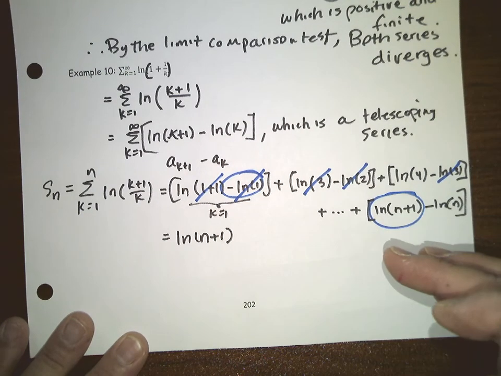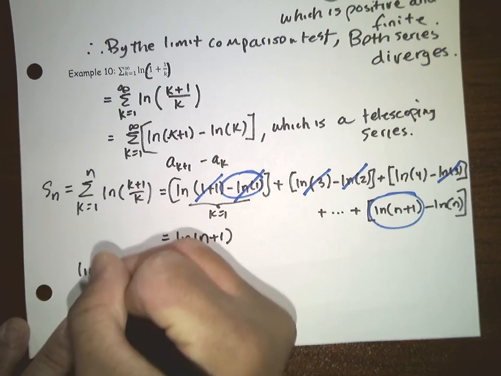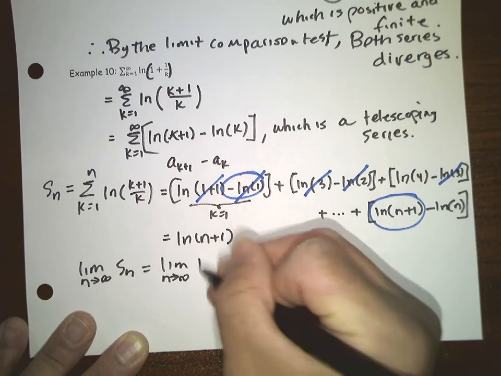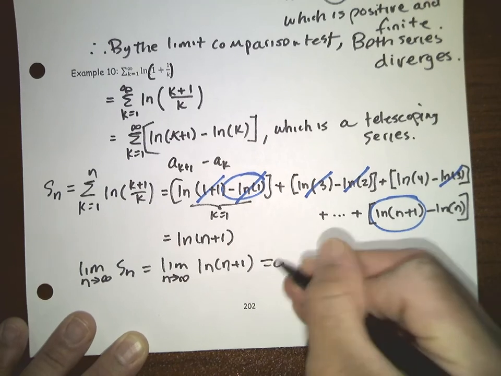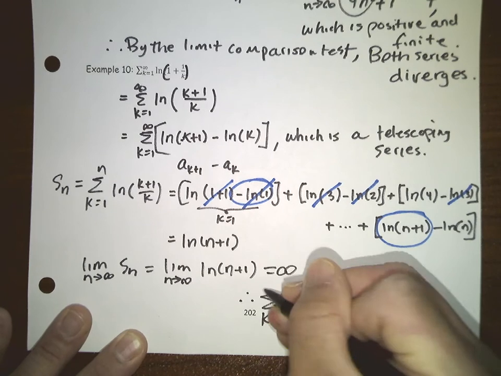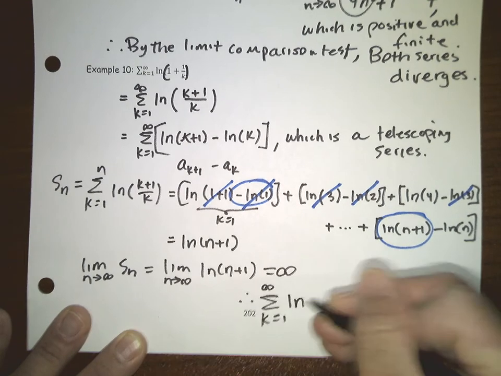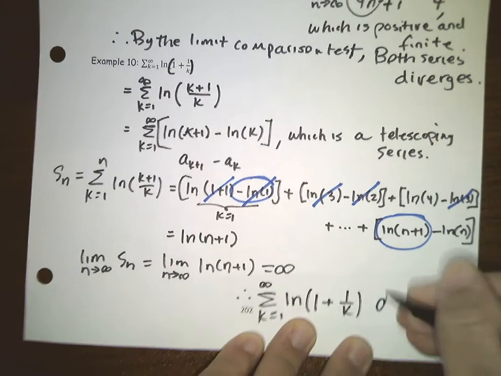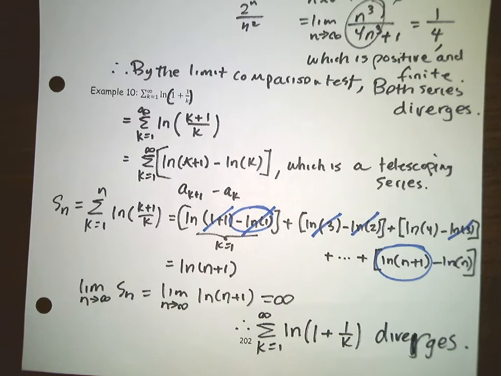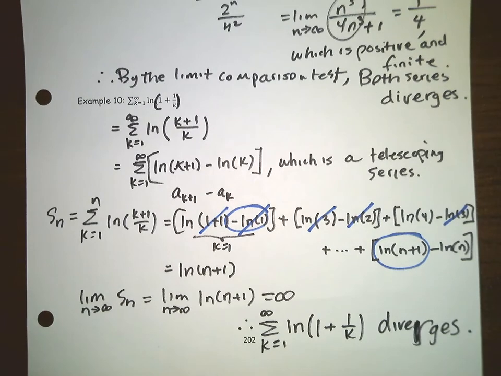So then I need to look at the limit as n goes to infinity of Sn, which is the limit as n goes to infinity of the natural log of n plus 1, which ends up being infinity. So therefore, the original series, natural log of 1 plus 1 over k, diverges. All right. What a time to be alive. I really hope that you enjoyed this example because I only have 2 more for you today. All right, so here we go.